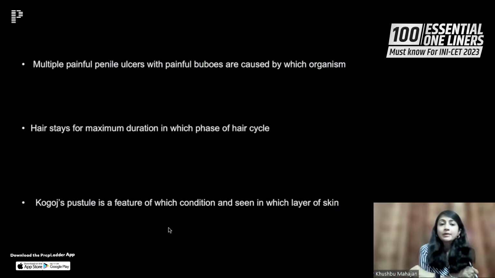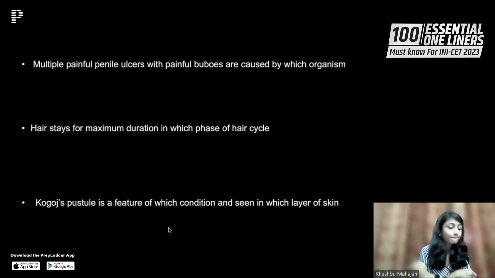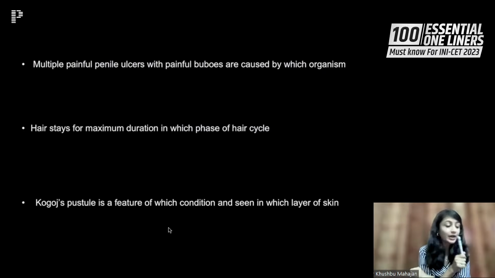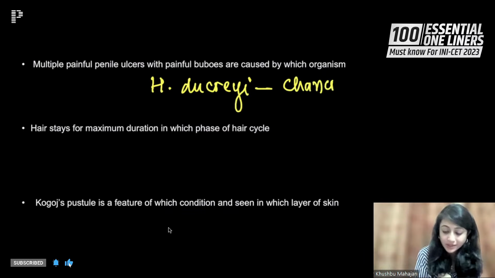Next question. Multiple painful penile ulcers with painful buboes are caused by which organism? Yes, so here I have asked you organism, so don't write chancroid. You have to say Haemophilus ducreyi. Haemophilus ducreyi, which causes chancroid, and chancroid presents like this.